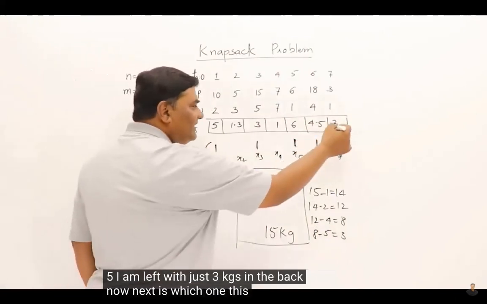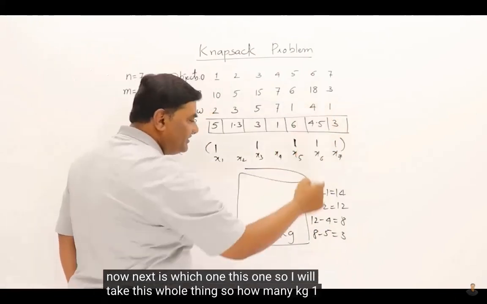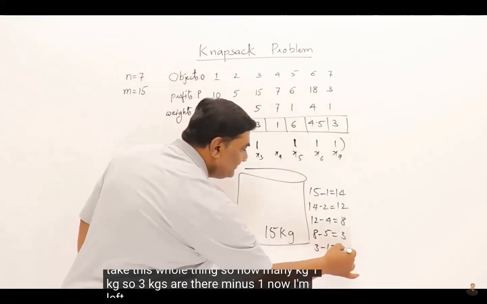Now next is which one? This one. So I will take this whole thing. So how many kg? 1 kg. So 3 kgs are there minus 1. Now I'm left with 2 kg.